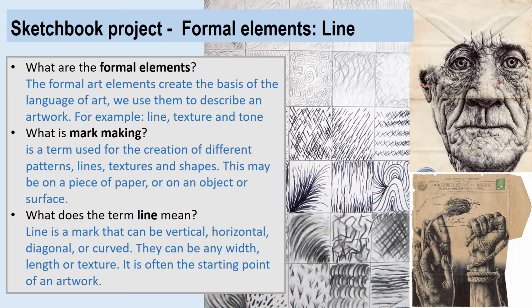What does the term line mean? Line is a mark that can be vertical, horizontal, diagonal or curved. A line can be any width, length or texture. A line is often the starting point of an artwork.